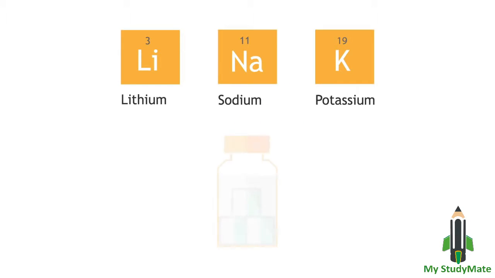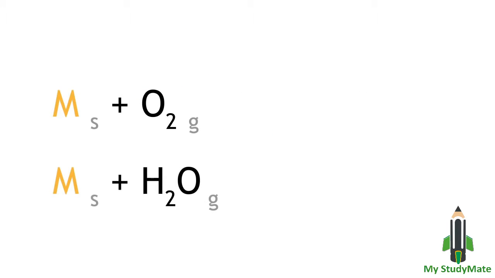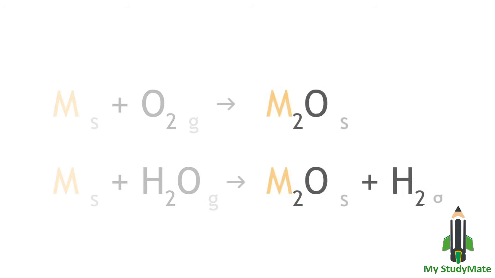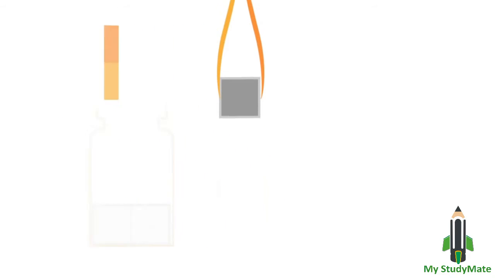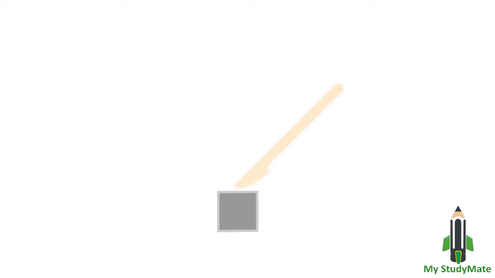These metals are stored in oil as they readily react with oxygen and water vapor in air to form a layer of oxides. Using a pair of tweezers, remove a piece of lithium and cut a small piece using a scalpel. You will see that they are shiny and observe that they are soft.